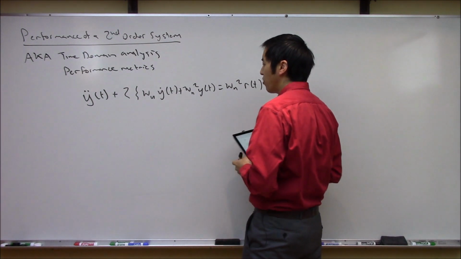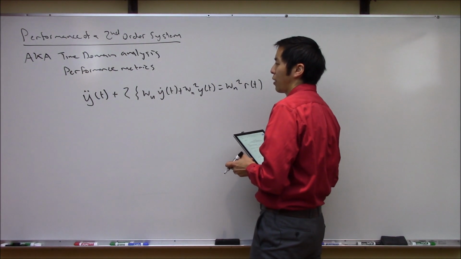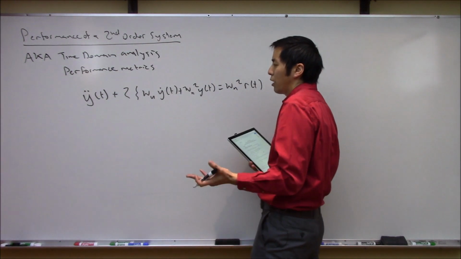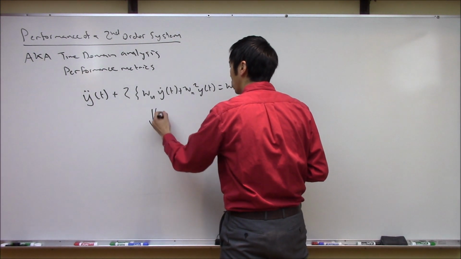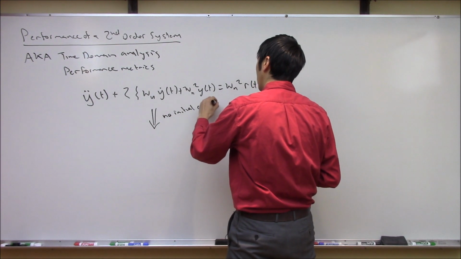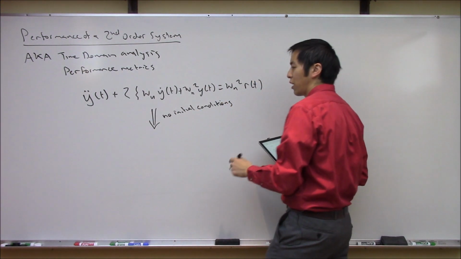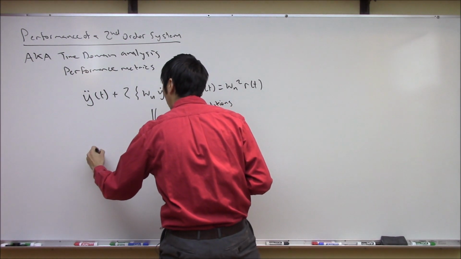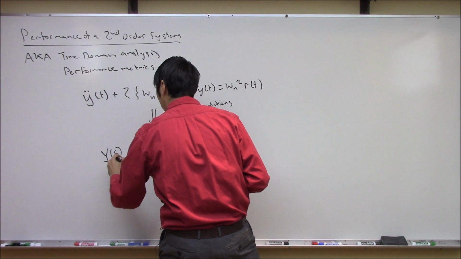And I think maybe the easier way to think about this is, instead of looking at it as a differential equation, how about considering this as a transfer function? So if we make an assumption of no initial conditions, we could take the Laplace transform of both sides and solve for the ratio of the output over the input in the Laplace domain, right?